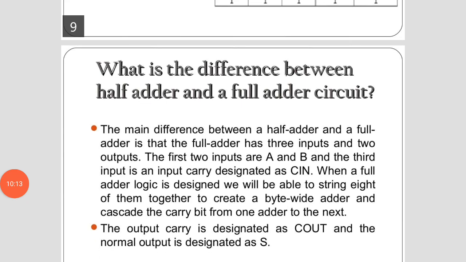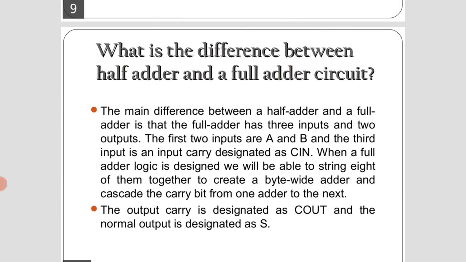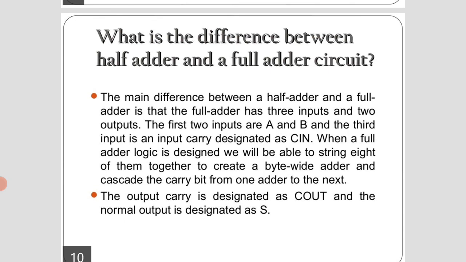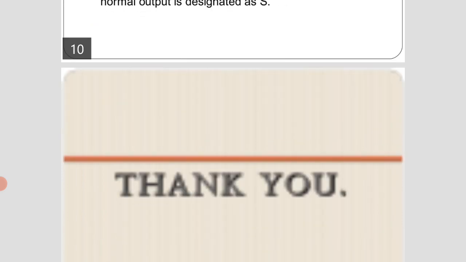What is the difference between a half adder and a full adder circuit? The main difference is that the full adder has 3 inputs and 2 outputs. The first 2 inputs are A and B, and the third input is an input carry designated as Cin. When full adder logic is designed, we can string 8 of them together to create a byte-wide adder and cascade the carry bit from one adder to the next. The output carry is designated as Cout and the normal output is designated as S.